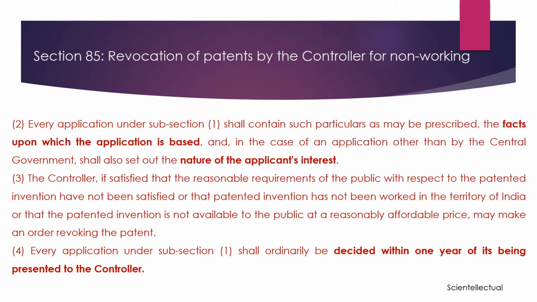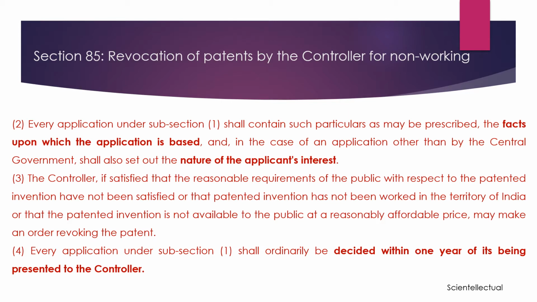Section 85, subsection 2. Now, every application under subsection 1 shall contain such particulars about the facts upon which the application is based. That is why the revocation is requested. And in case of an application other than by the central government, it shall also set out the nature of applicant's interest. Why applicant is applying for revocation of the patent.